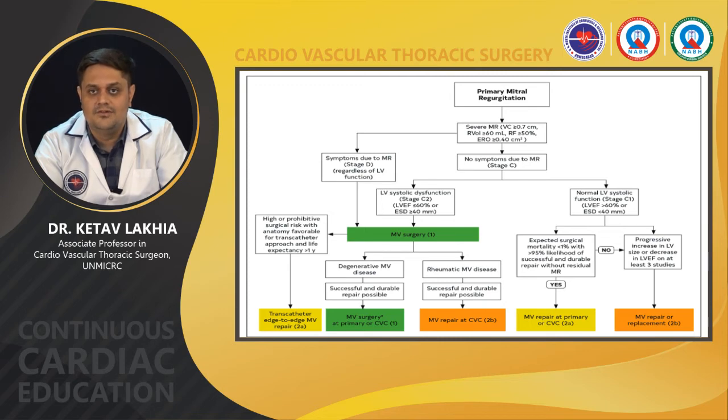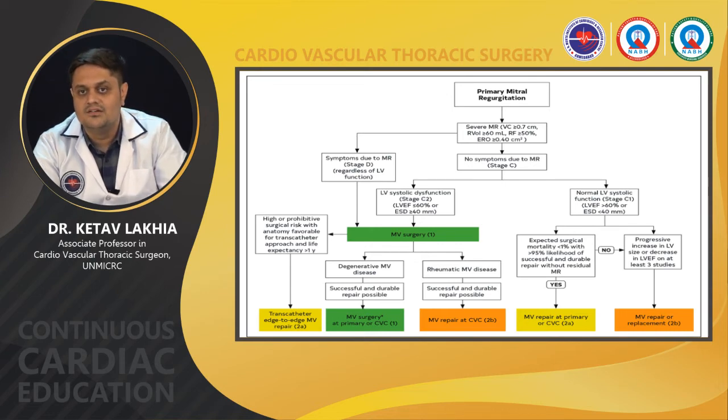If asymptomatic severe MR with normal LV function of more than 60% or end systolic diameter of LV less than 40 mm, now there are two conditions. If expected surgical mortality is less than 1% with more than 95% likelihood of successful and durable repair without any residual MR, then MV repair at the primary or CVC should be done, which is a class 2A indication. If there is progressive increase in LV size or decrease in LVEF on at least 3 studies, then MV repair or replacement is to be done. That is a class 2B indication.